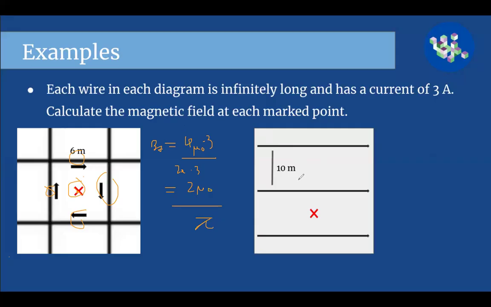Okay, and second question, calculate the magnetic field over here. This is the direction of the currents. The magnetic field generated by the top wire, using the right-hand rule, will be pointing into the page at the X point, and so is the magnetic field due to this wire over here. Now, the wire over here, using the right-hand rule, will create a magnetic field that points out of the page.